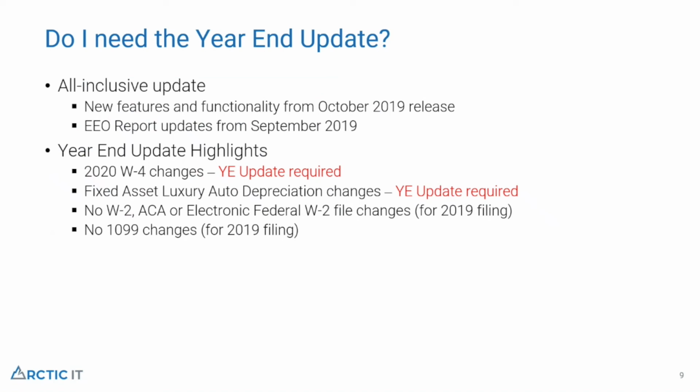Fortunately, there are no W-2, ACA, electronic federal W-2, or 1099 changes for your 2019 filings. This means that many of you can use the same tax forms as you did last year. That said, depending on your business, the year-end update may not be required, but Arctic IT always recommends that you take full advantage of the continuing features and functionalities by installing it.